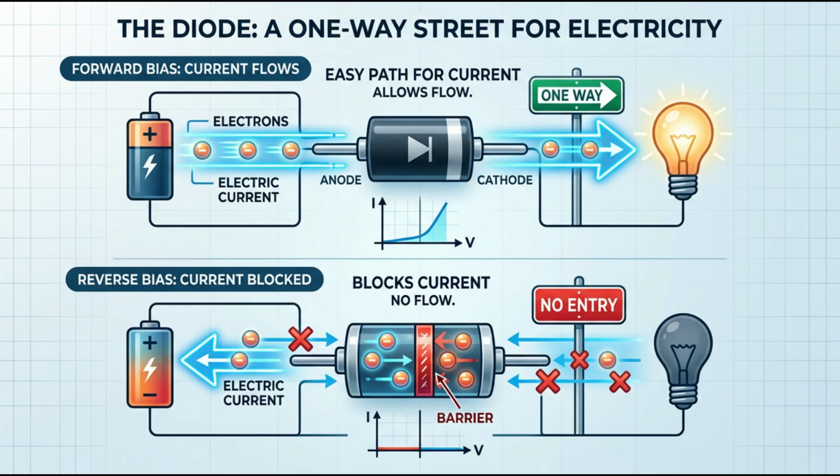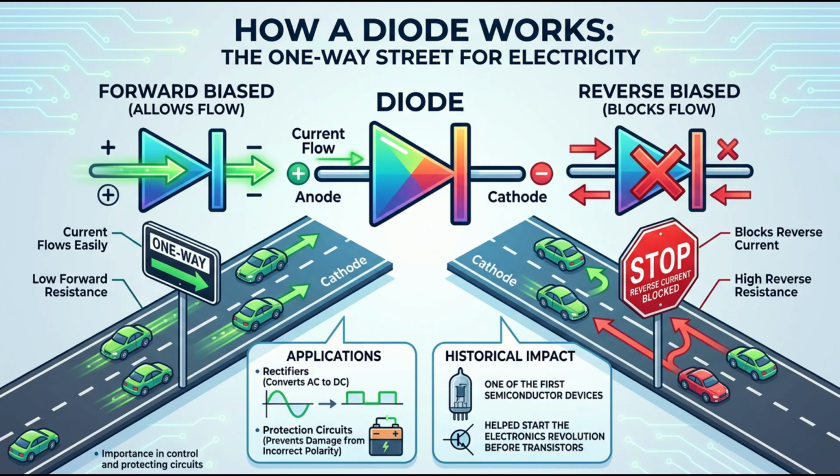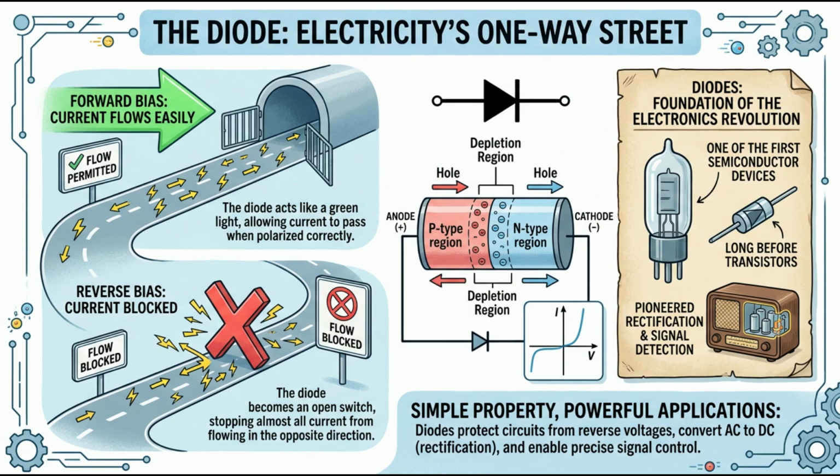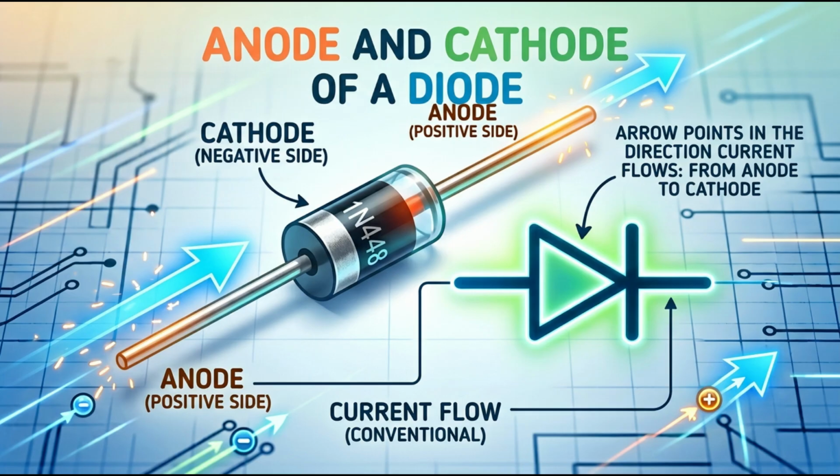Imagine a diode as a one-way street for electricity. It lets current flow easily in one direction, but almost completely blocks it in the opposite direction. This simple property makes diodes incredibly powerful for controlling and protecting circuits. The diode was one of the first semiconductor devices, and it helped start the entire electronics revolution long before transistors became common. A typical diode has two ends, called the anode and the cathode. The anode is the positive side, and the cathode is the negative side.